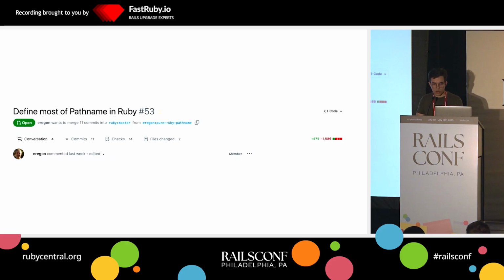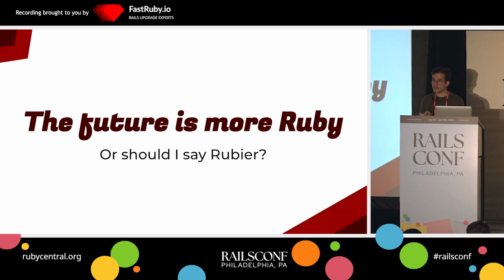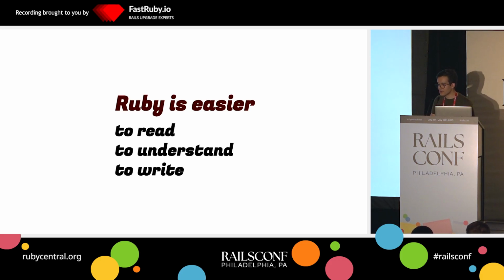Or this other example, which is more recent. They rewrote Pathname mostly in Ruby, and not only was it twice as fast, but it was a third of the code. So I believe that the future is more Ruby, because Ruby is easier. It's easier to read, it's easier to understand, it's easier to write, and I believe that it will be easier to contribute to, because it will be written in Ruby, a language that we use every day.